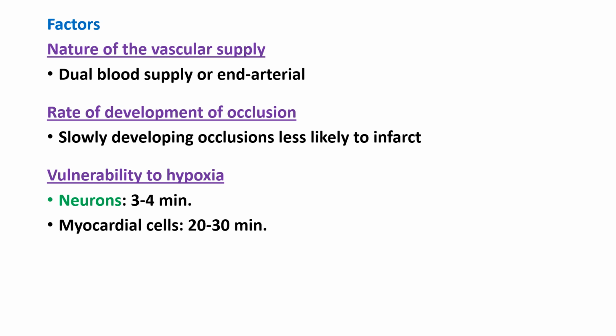And coming to the vulnerability to hypoxia, as you might all know, neurons can rarely withstand more than 3 to 4 minutes of hypoxia. So within 3 to 4 minutes of hypoxia, neurons will die. And then come myocardial cells. They can withstand hypoxia for about 20 to 30 minutes. Later on, even myocardial cells die.